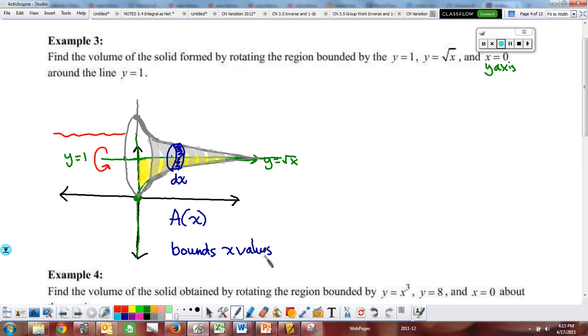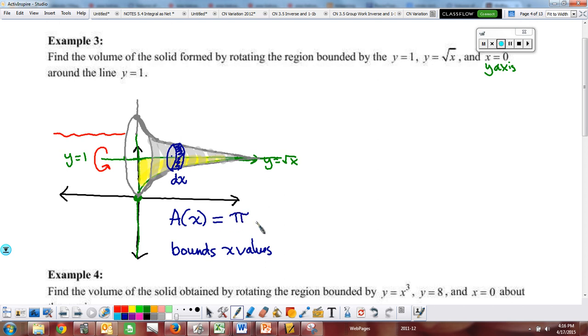Okay, so even though I didn't rotate around the y-axis, I rotated around y equals 1. But the difference is when you look at this, you still get the same idea that we're going to slice it into our little prisms and we're going to add them up and we're going to do a Riemann sum and we're going to get a definite integral. We know we're doing dx. Now we need to figure out our bounds and we need to figure out our area as a function of x. Now again, area is a function of x.